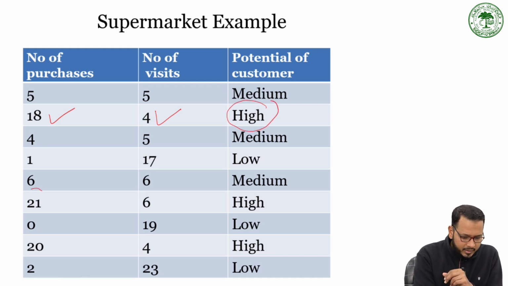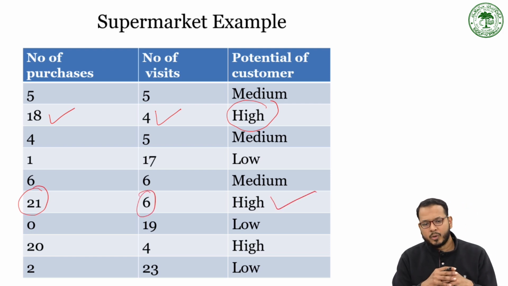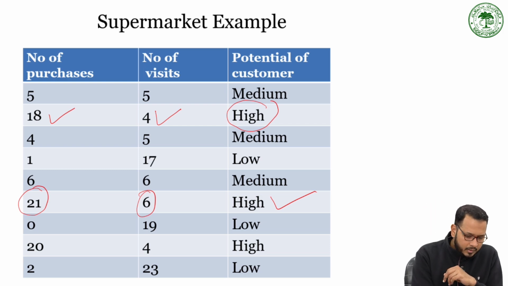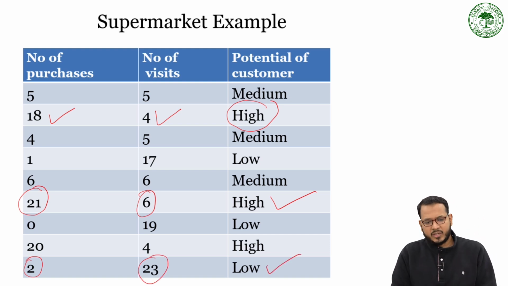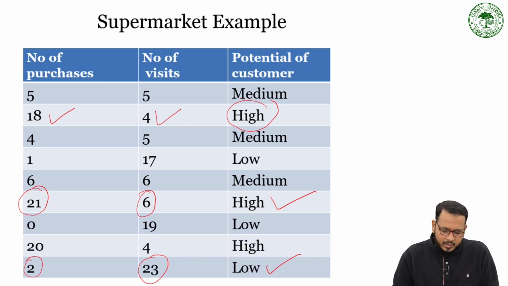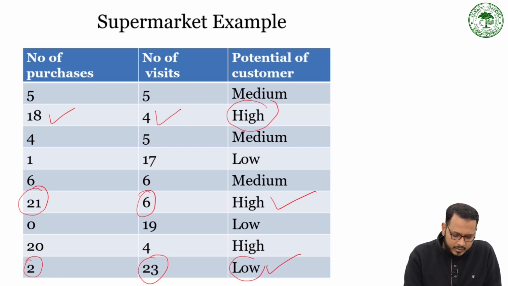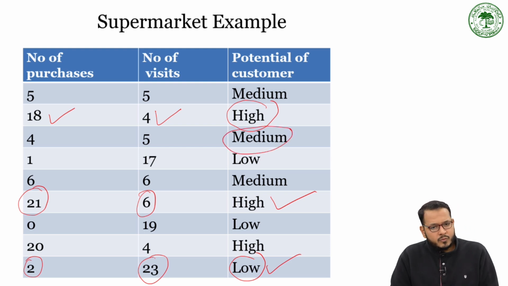Similarly, you can find here also more purchases in less visits, so the potential is high. On the other hand, you will find less purchase in many visits, so the corresponding buying potential, the purchasing power of this specific customer, is low. The last category that we have is the medium one. This is an example of a supermarket. You can say this kind of behavior takes place in a mall also.